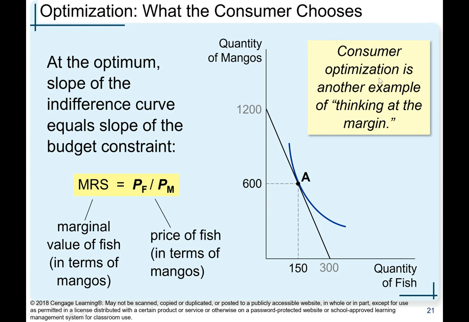Consumer optimization is another example of thinking at the margin. The marginal value of fish in terms of mangoes is equal to the price of fish in terms of mangoes. Marginal thinking.